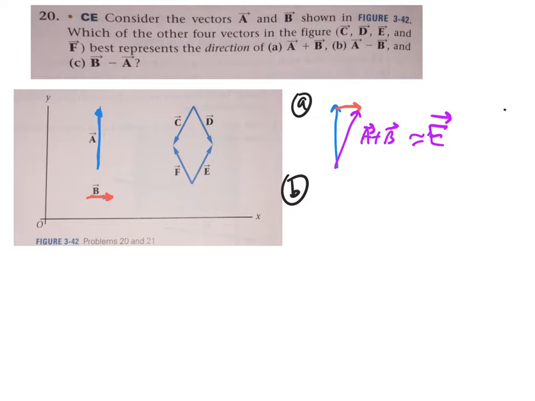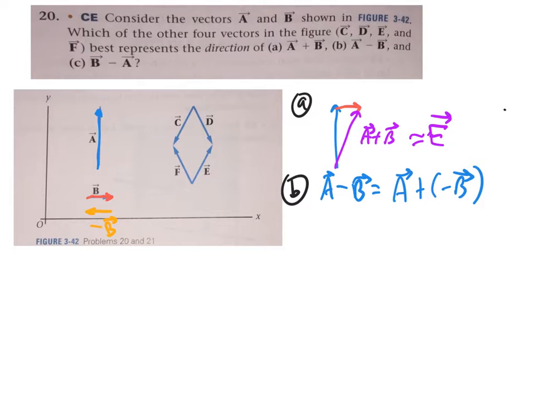In part B, we are asked for a minus b, and we remember that a minus b is the same as a plus negative b, and negative b is the flip. So negative b goes like that. We flip b, and so it goes the other way.